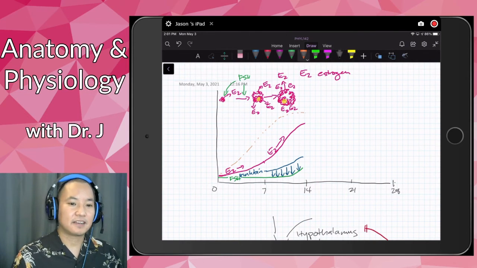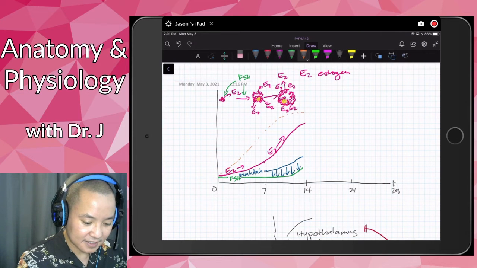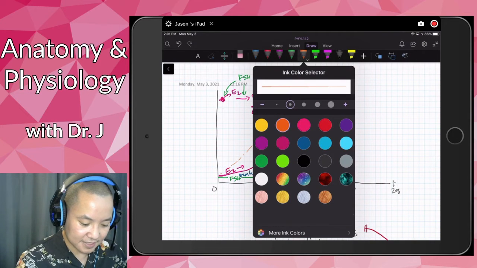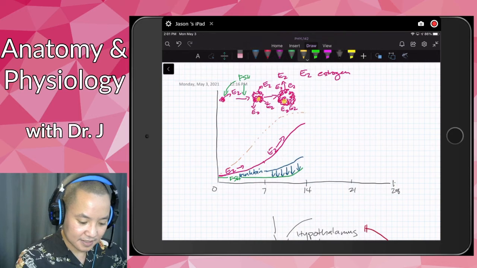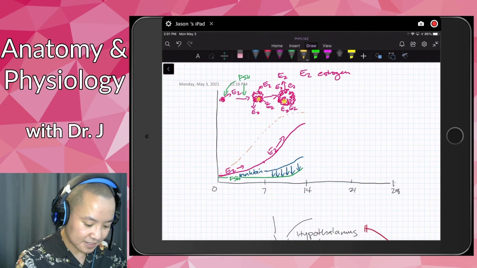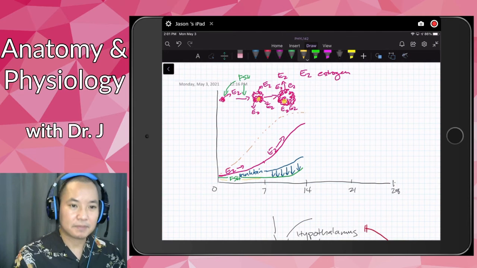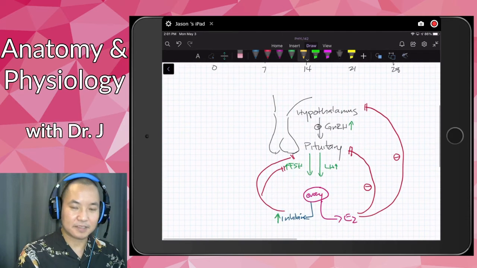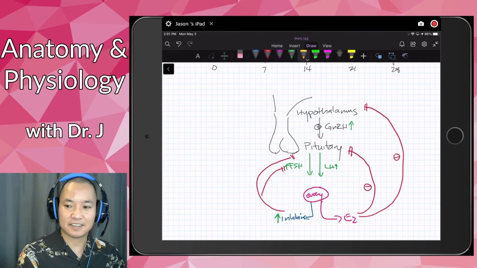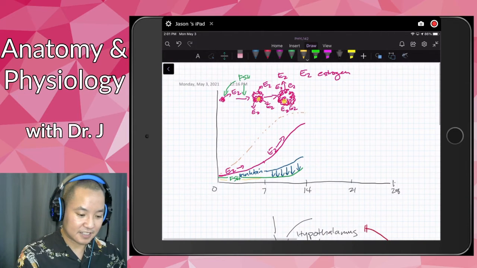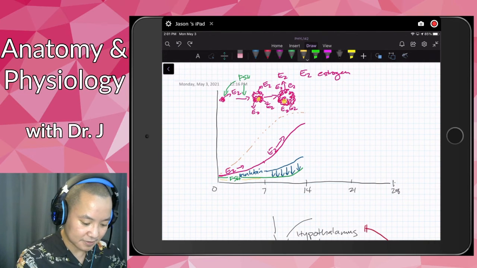Now, what about LH? So LH, luteinizing hormone, and I'm running out of colors here. So LH is going to kind of be along with FSH, but remember that LH is being stimulated by this GnRH down here, right? So with this GnRH over here, it's going to stimulate the production of LH. So LH I'm going to draw as a yellow color. So LH is going to spike as well.